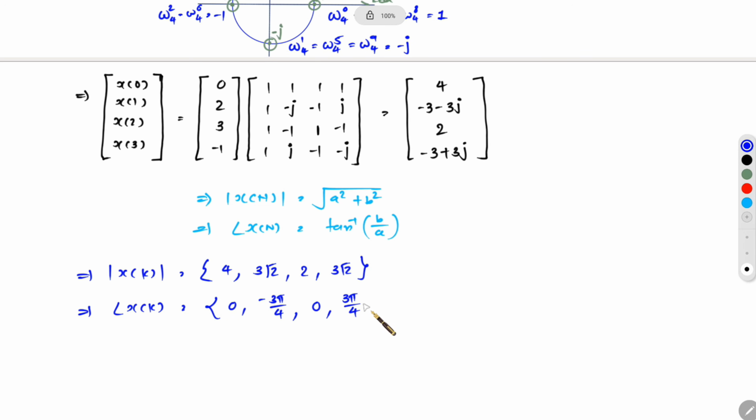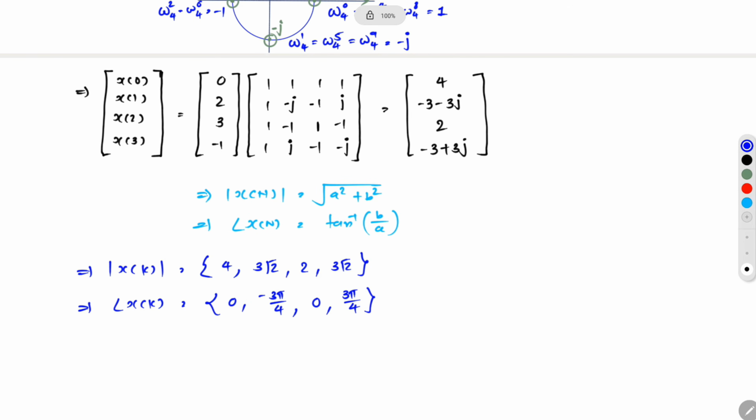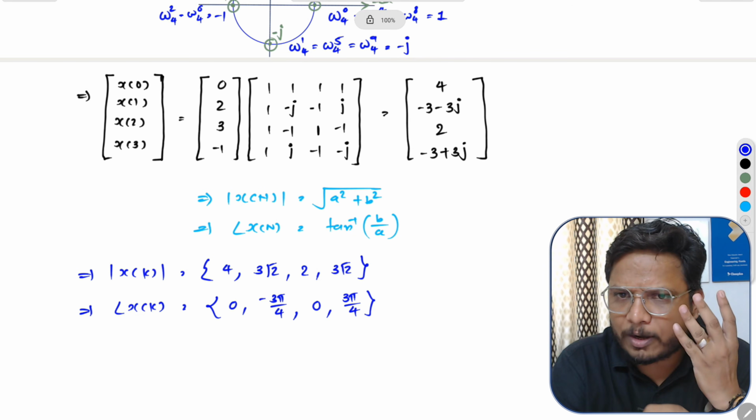So that is how one can understand magnitude and phase based on DFT calculation first. After that, just do calculation as per square root of real component square plus imaginary component square. Right. So this is how one can understand 4-point DFT calculation.